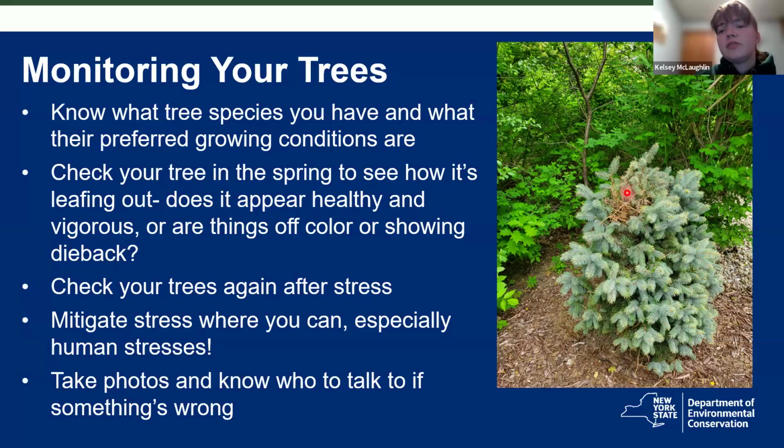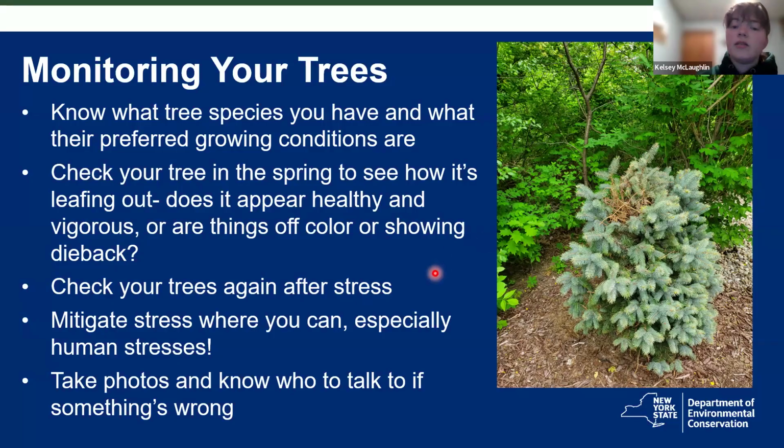If you can only monitor your tree once a year, do it in the spring. If you check it in the spring, you can see how well it's leafing out. So you can see whether it appears healthy and vigorous, or you can see that things are off color or smaller than they should be, or there's some dieback that wasn't there last year. So those are things to kind of watch out for and keep in the back of your mind moving forward.